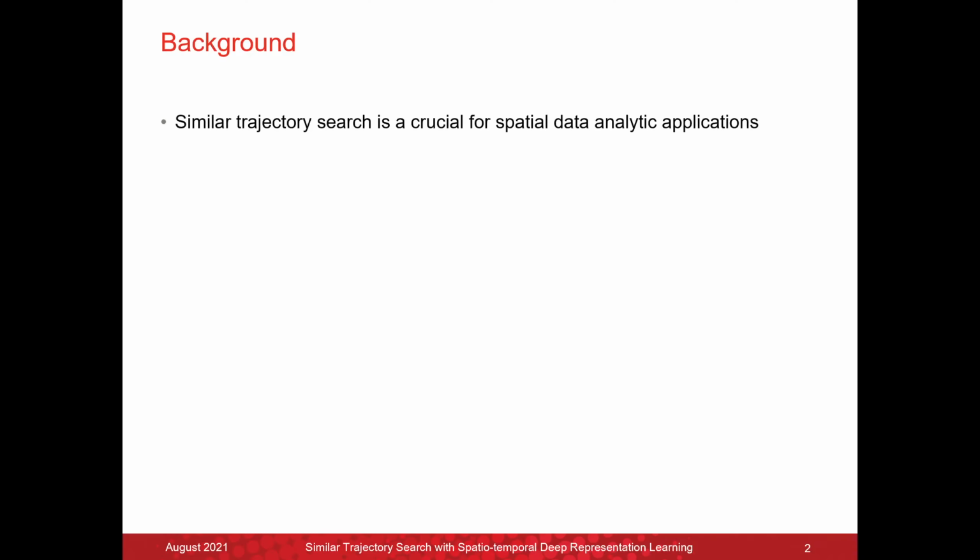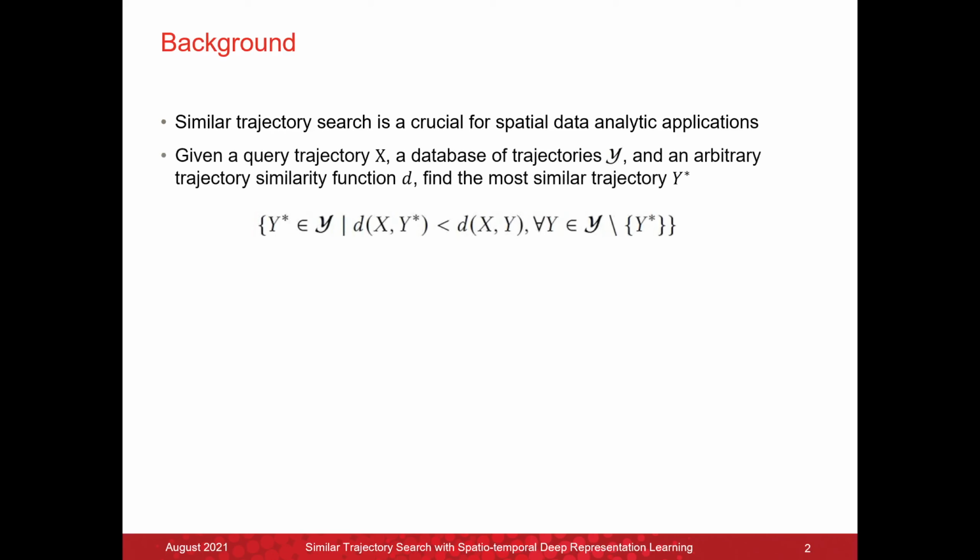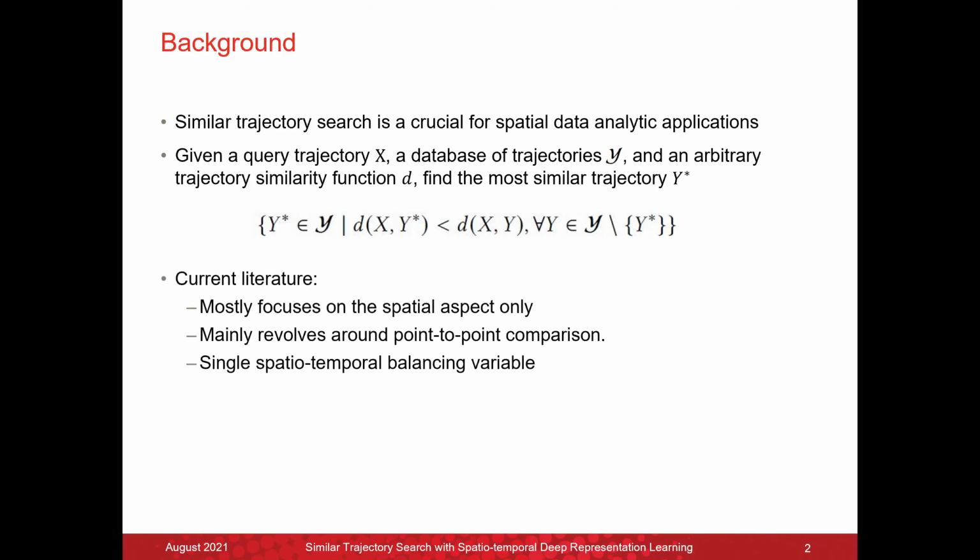Similar trajectory search is a crucial task that facilitates many downstream spatial data analytic applications. Essentially, given a query trajectory, a database of trajectories, and an arbitrary trajectory similarity function, similar trajectory search is a task of finding the trajectory in the database that is the most similar to the query trajectory according to the similarity function. Current similar trajectory search literature has several flaws.